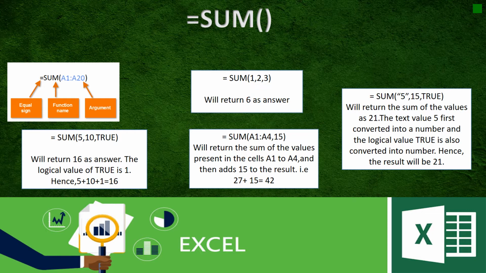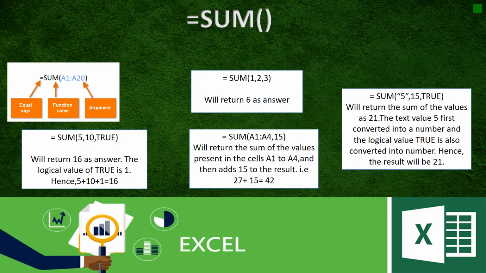Next is sum of double quotes 5, then 15, then true. One thing here: true always returns value 1, and false always returns value 0. Clear? So it will return the sum of the values as 21. How? This is 5, then 15, it becomes 20, and the value of true is 1. So the result will be 21. Let's see one more example. If we have it this way, it will return 16 as an answer. Why 16? 5 plus 10 is 15, and the value of true is 1. So the answer would be 16.